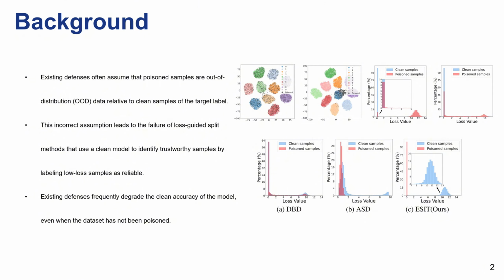Existing defenses often assume that poison samples are out of distribution data relative to clean samples of the target label. This incorrect assumption leads to the failure of loss-guided split methods that use a clean model to identify trustworthy samples by labeling low-loss samples as reliable. Existing defenses frequently degrade the clean accuracy of the model, even when the dataset has not been poisoned.